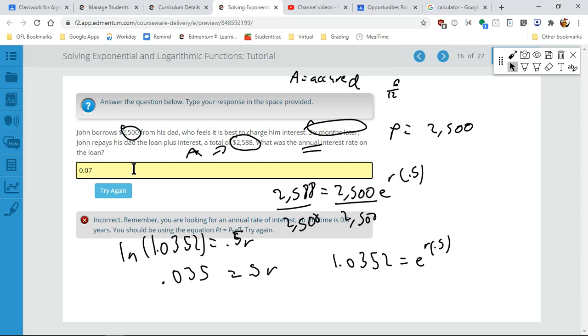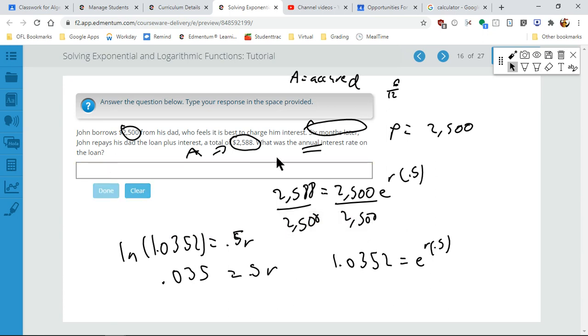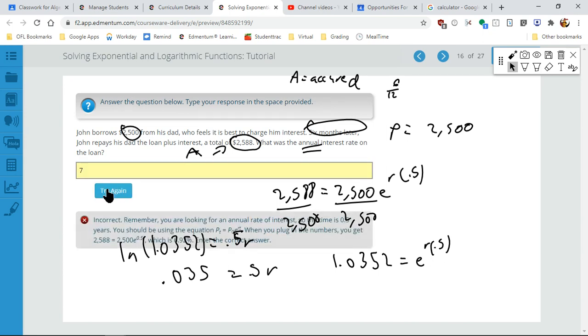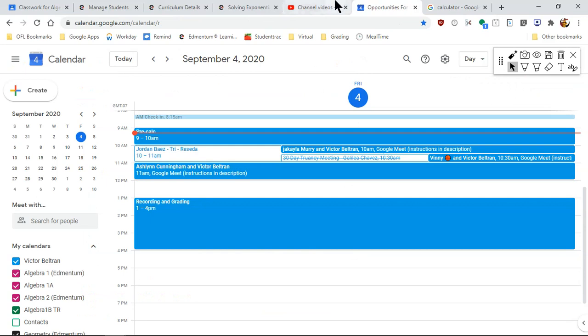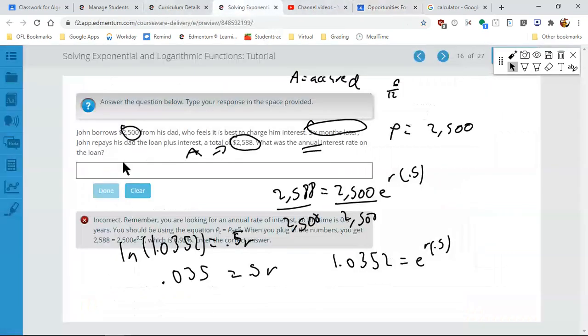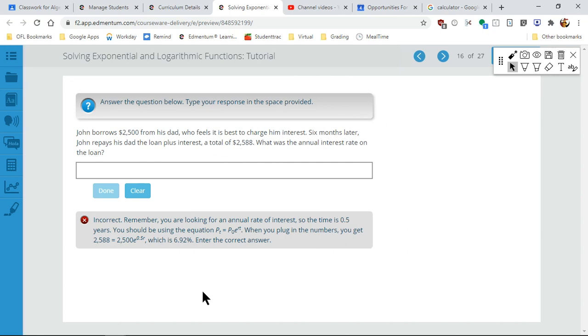I did that. What is the rate? Does it want it as just 7? How specific does it want it to be? 6.9%? Huh. Oh, they got really specific with it. They wanted 3 decimal places.